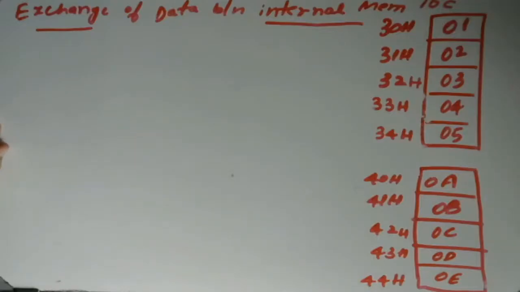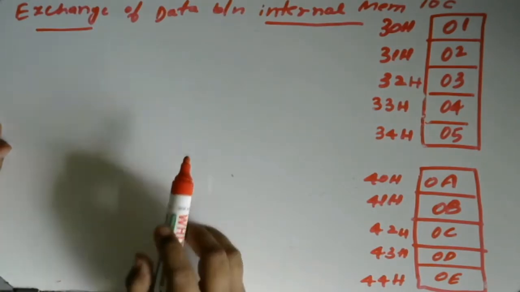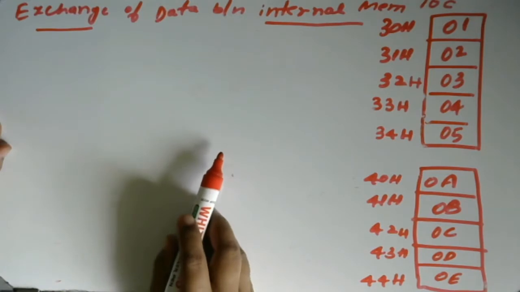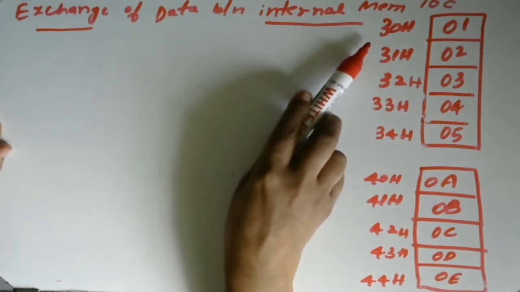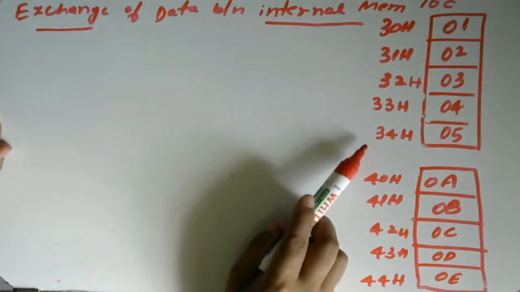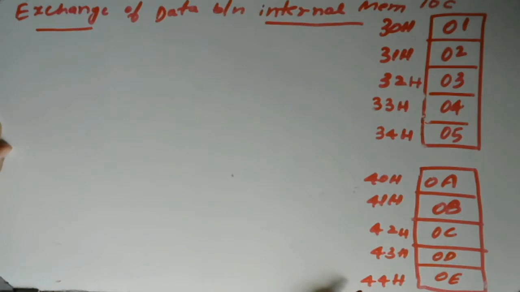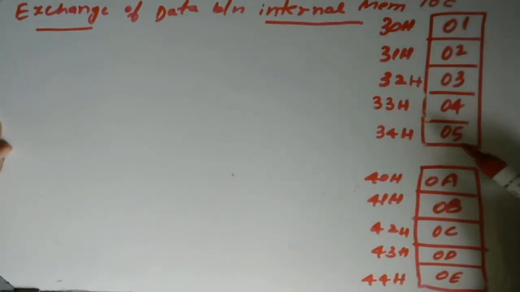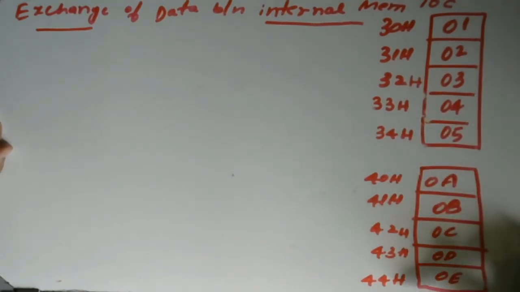Hello everyone. In this lecture, we will be discussing how to exchange the data between two internal RAM memory locations. Let us assume that the memory locations I have considered are from 30H to 34H and the other memory location is from 40H to 44H. Here I have stored the data 1 to 5 in 30H to 34H memory locations, and A, B, C, D, E in 40H to 44H locations.